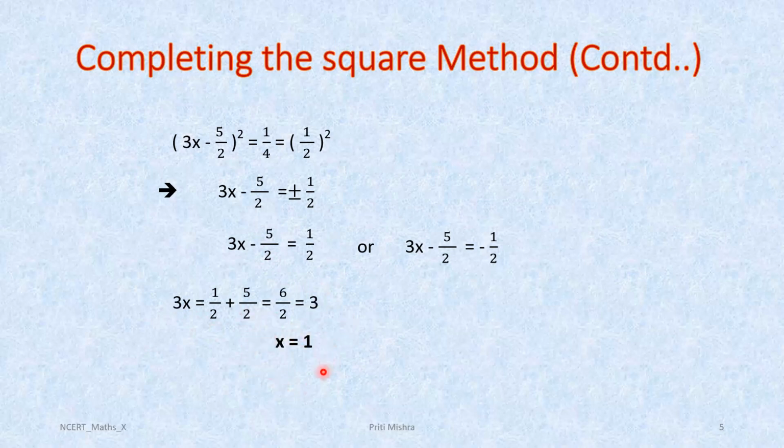So one value of x we got is 1, and for the second value, just by shifting 5/2 to the right hand side, we got 3x = -1/2 + 5/2, which means 4/2. 4/2 gives us 2. So the final value of x is 2/3. So here we got two values of x: x = 1 and x = 2/3.